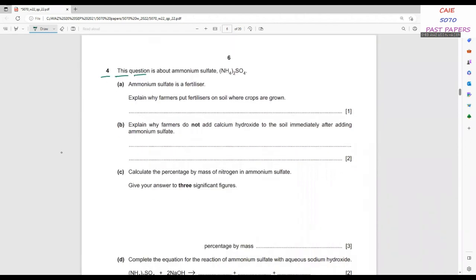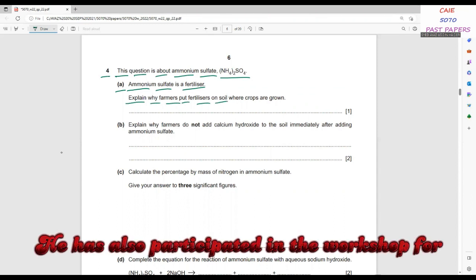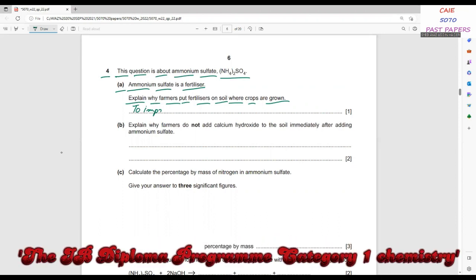Question number 4. This question is about ammonium sulfate, (NH4)2SO4. A. Ammonium sulfate is a fertilizer. Explain why farmers put fertilizers on soil where crops are grown. It's very simple. To improve crop yield or to improve plant growth. To improve plant growth or plant yield.